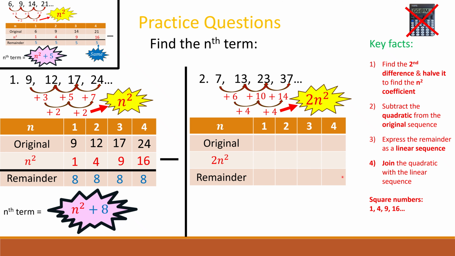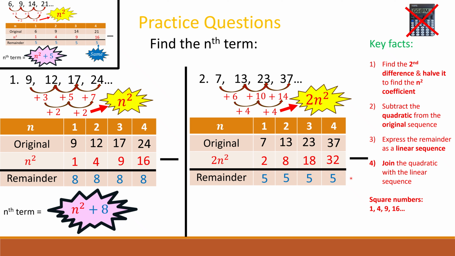We copy the table out again, writing out the question in the top line here. And now I have got 2 lots of n squared. So the numbers that I had here, I've basically got to double. So doubling 1 is 2, doubling 4 is 8, doubling 9 is 18, and doubling 16 is 32. I'm going to subtract the original numbers, take away 2n squared. So 7 take away 2 is 5, 13 take away 8 is 5, 23 take away 18 is 5, 37 take away 32 is 5, which means my answer is 2n squared plus 5.